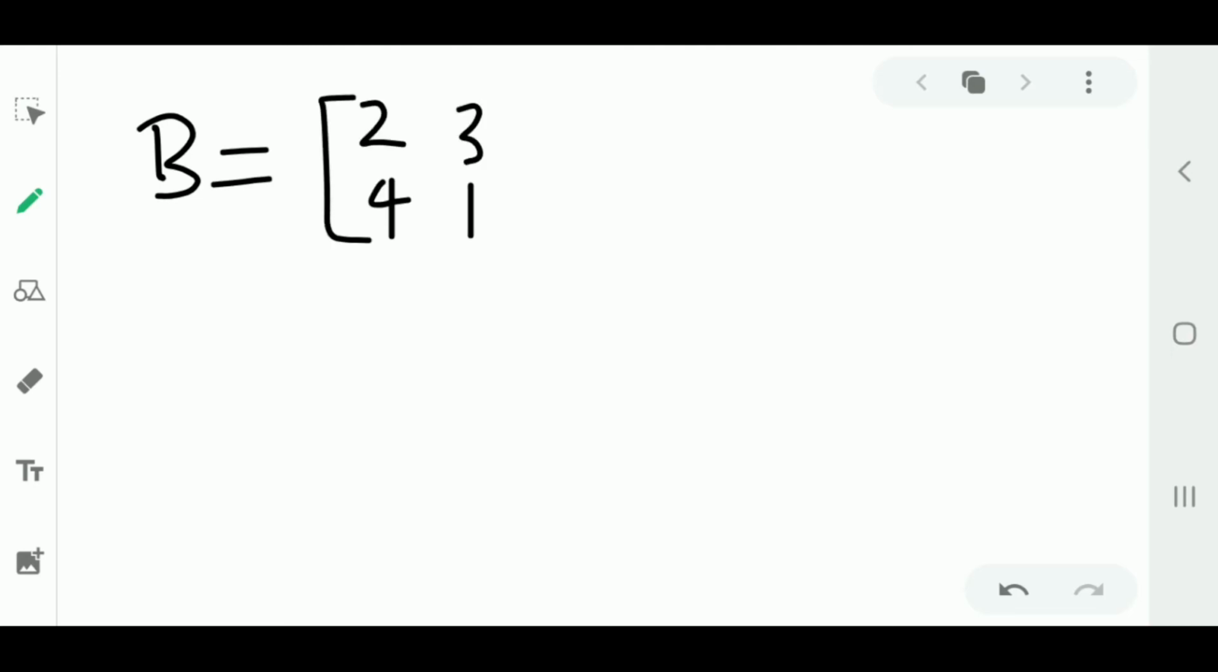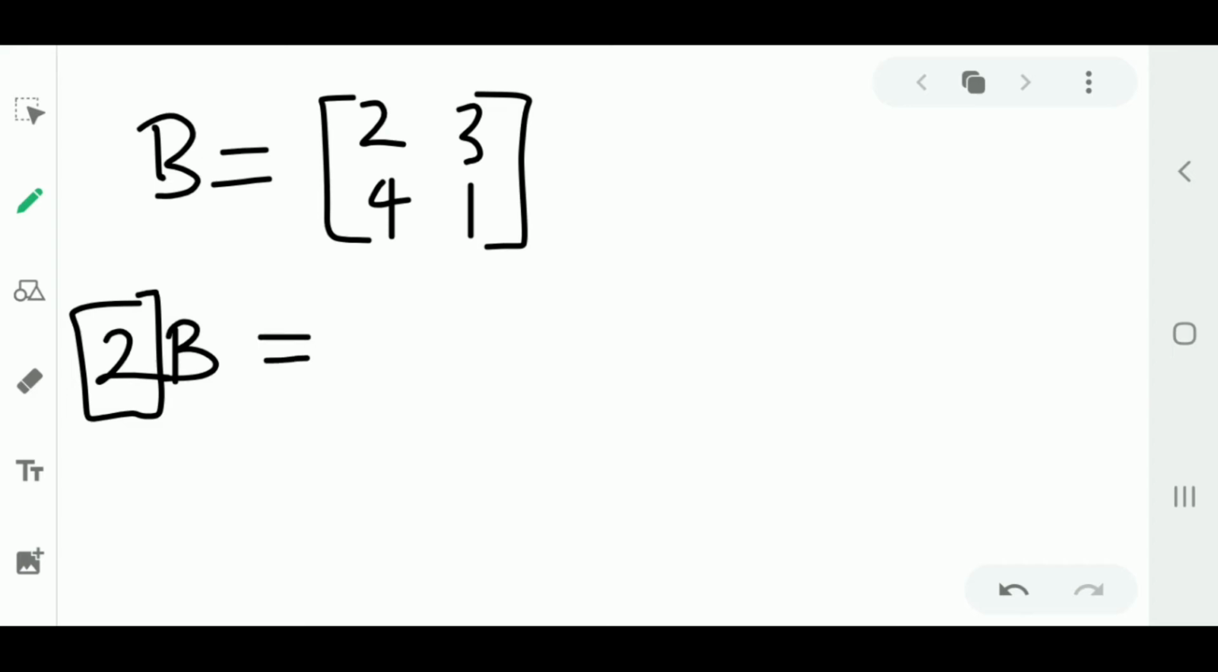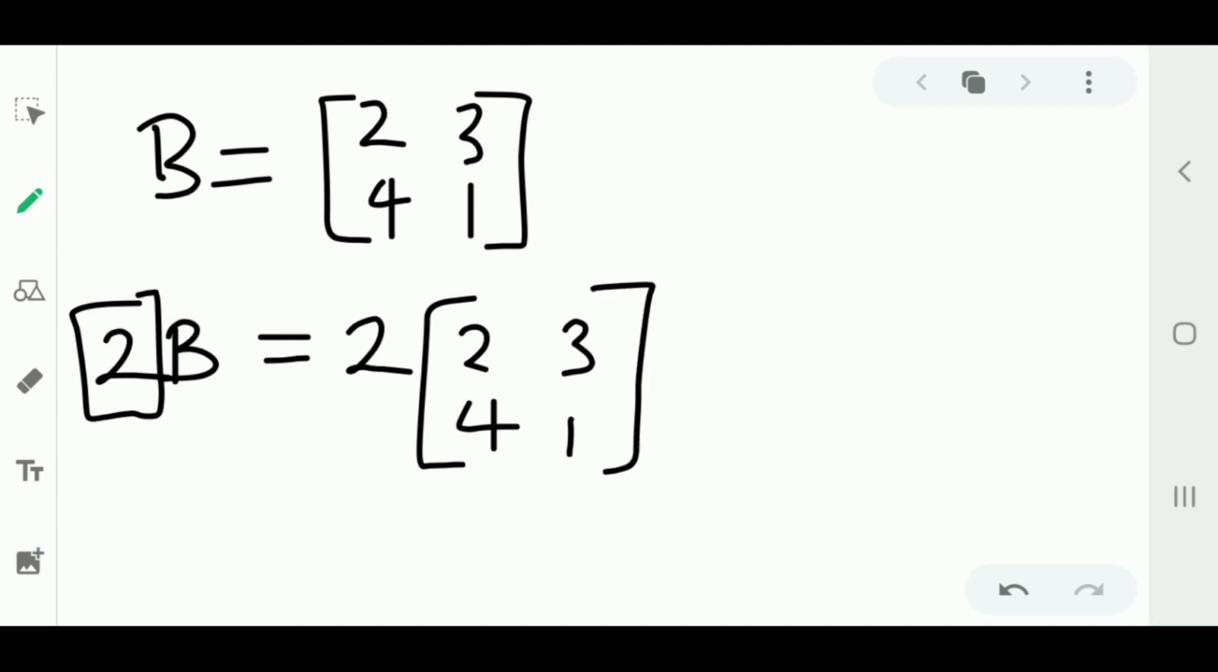So let's say we have B is equal to 2, 4, 3, 1. And we want to find 2B. This 2 here is the scalar quantity. So what we're going to do is say 2 times 2, 4, 3, 1. And what you do is you multiply each element by the 2 on the outside.